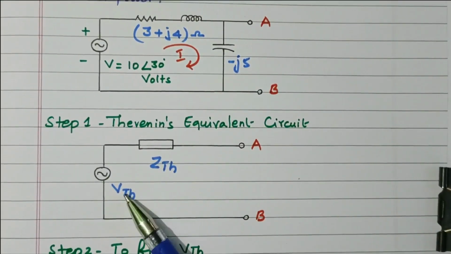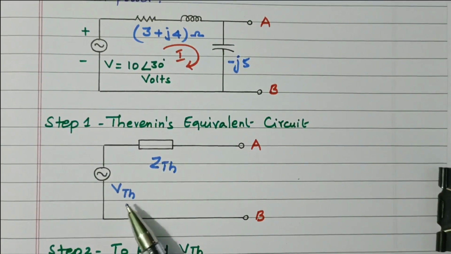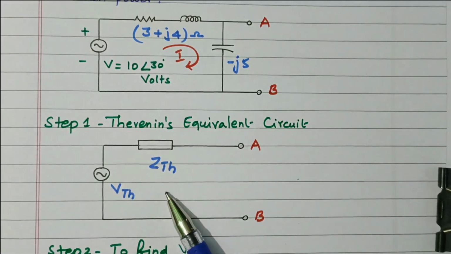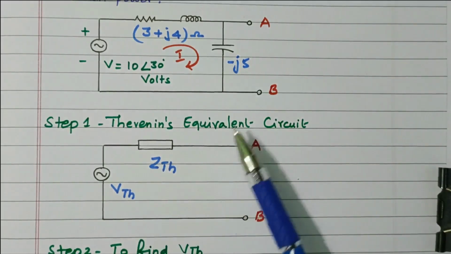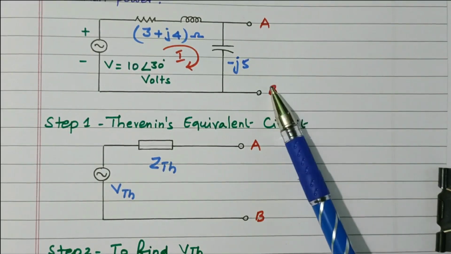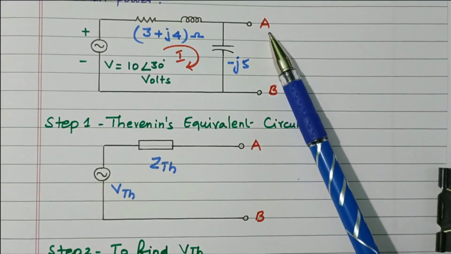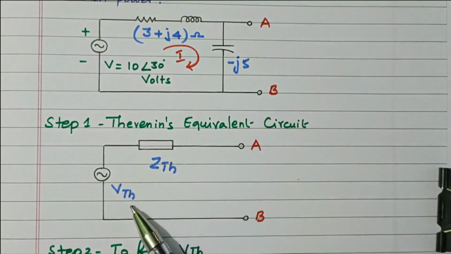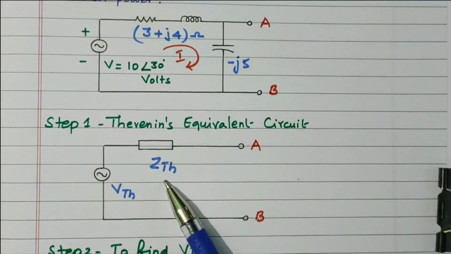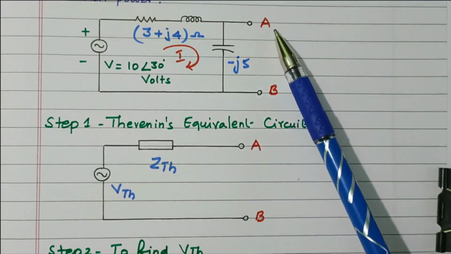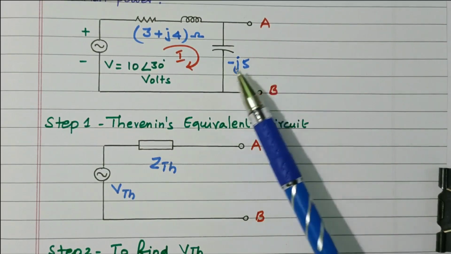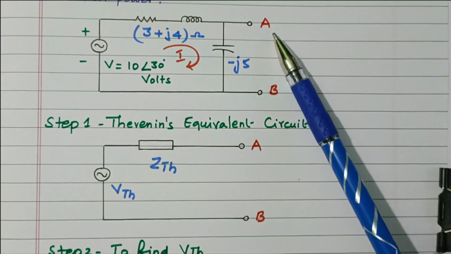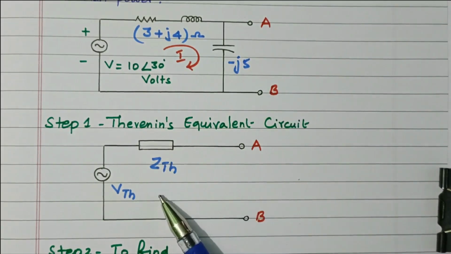For the Thevenin equivalent circuit we need to find V Thevenin in series with Z Thevenin, a voltage source in series with the impedance. This voltage source is the voltage across AB, the Thevenin voltage, found by making the load terminal open circuited. Z Thevenin is the impedance across AB after removing the voltage and current sources.